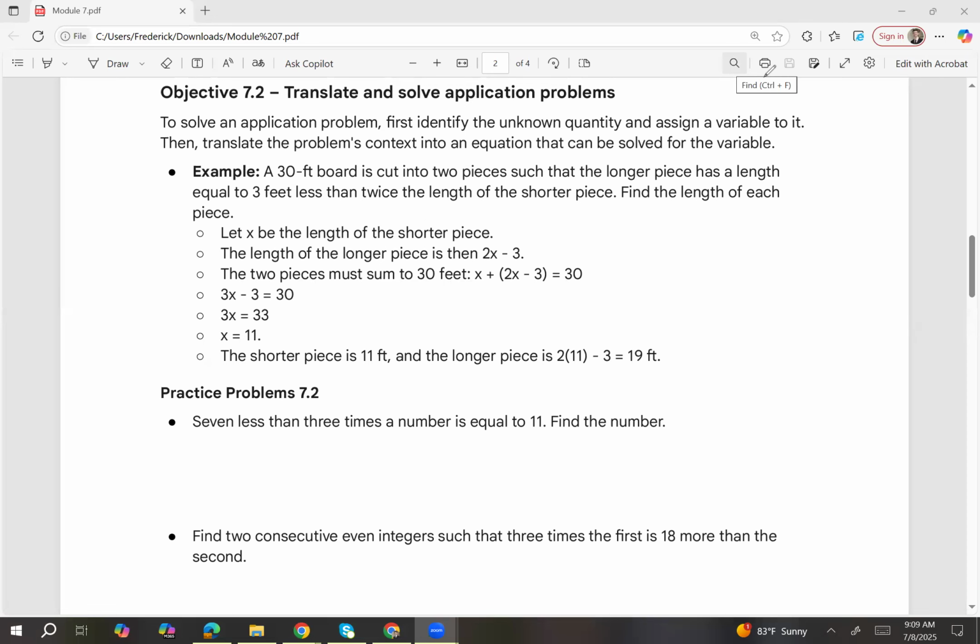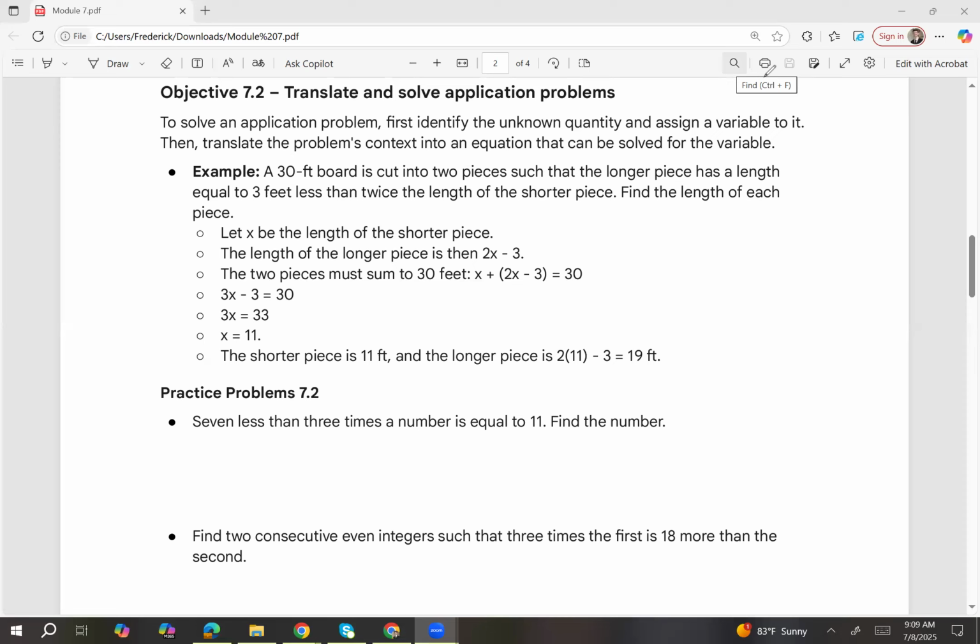Okay, now we're going to talk about the problems like you'll see in section 7.2, where you're asked to translate from an English phrased problem and then solve it. So as you see in the example there, a 30-foot board is cut into two pieces such that the longer has a length equal to 3 feet less than twice the length of the shorter piece. Find the length of each piece.